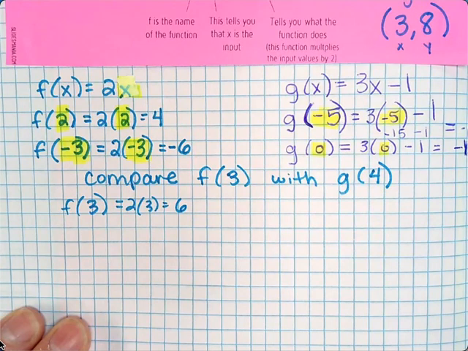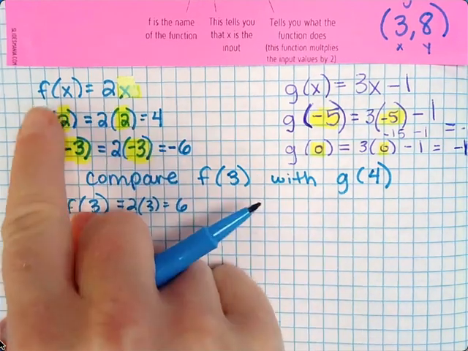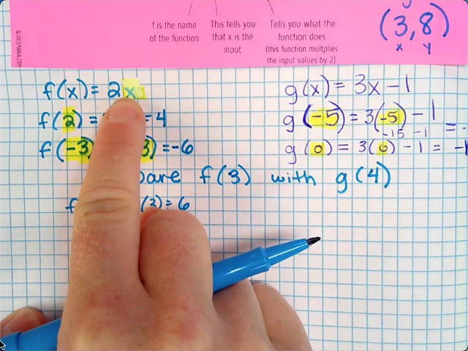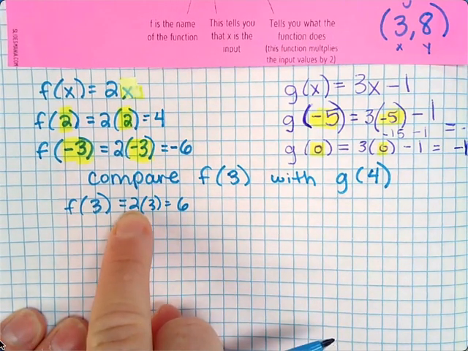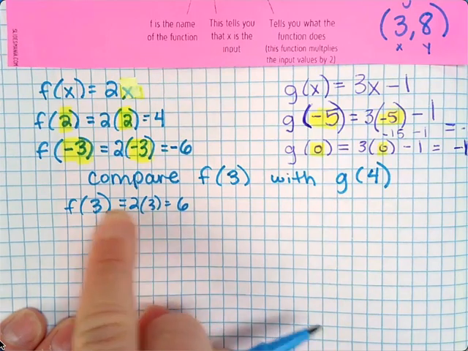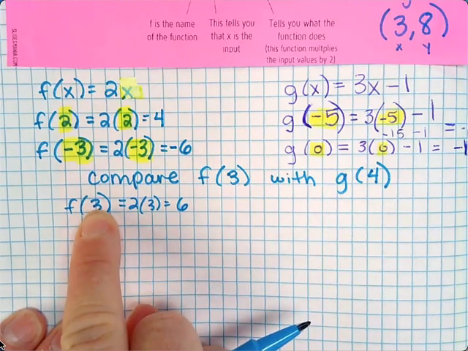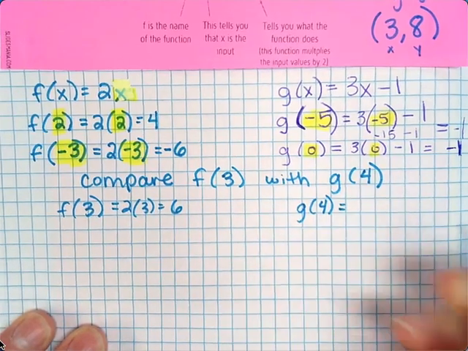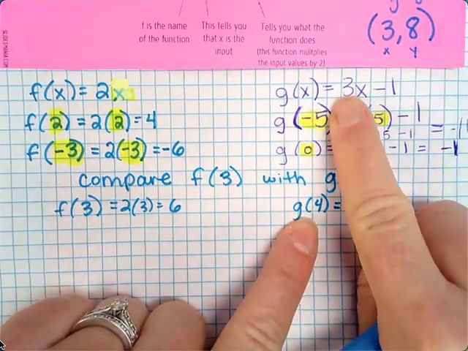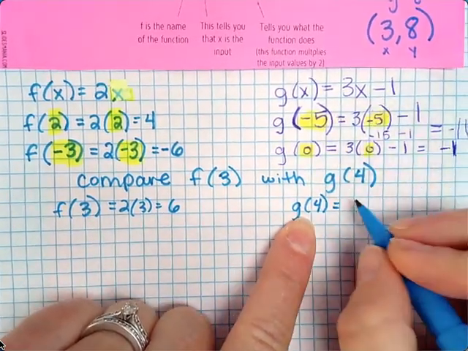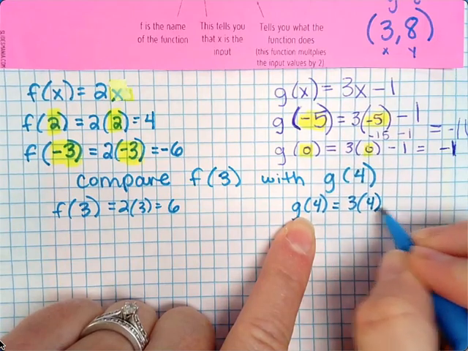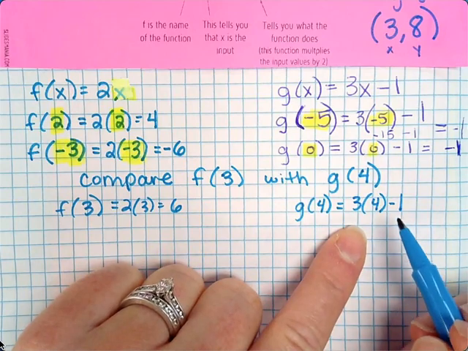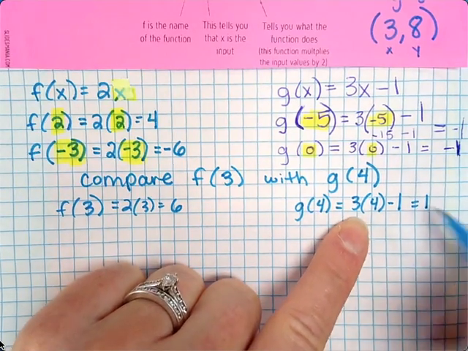I'm confused. Why are you getting like the 2? The function is f of x equals 2x. We're still using the same function. Oh. So all I did was 2 times whatever the x value was. In this case, the x value was 3. And then g of 4, I'm going to plug it in the g function, which is this one, 3x minus 1. So 3 times 4 is 12, minus 1, 11. Yep, so 3 times 4 is 12. 12 minus 1 is 11.